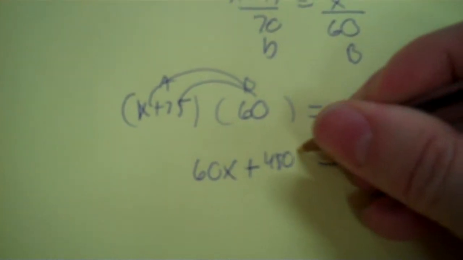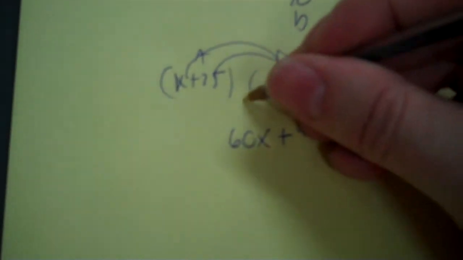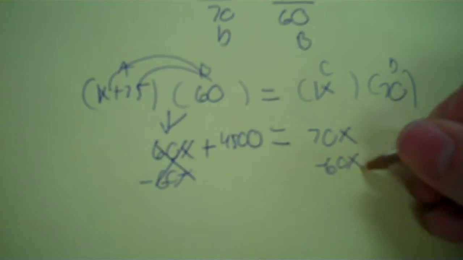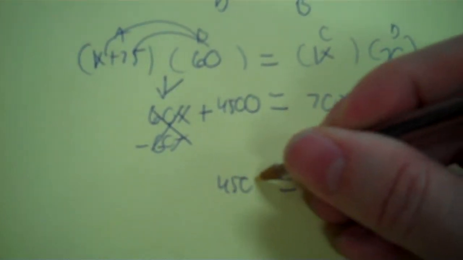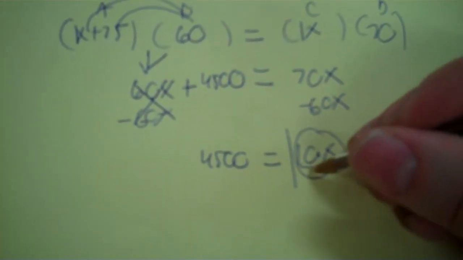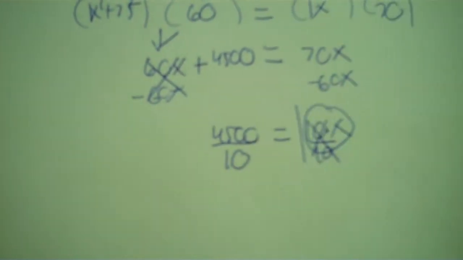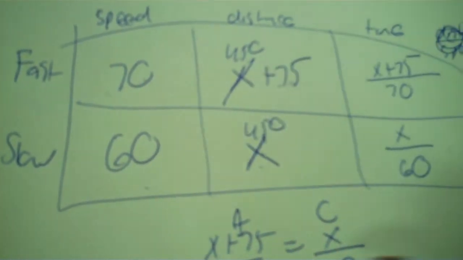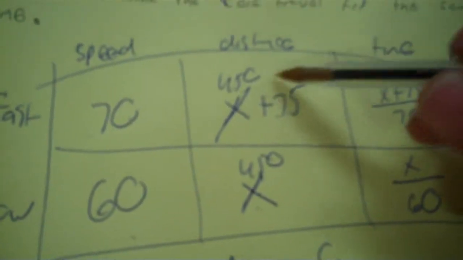4,500. Okay, you've got X's on opposite sides, so you get rid of the smaller one by subtracting it. Line up your equals, you have 4,500, you have 10X. Now you can wall, dot, circle, and you can just divide by your 10. That's 450. So go up on your table, put 450 and 450. So the slow car just went 450 miles. My fast car went 450 plus 75, 525.